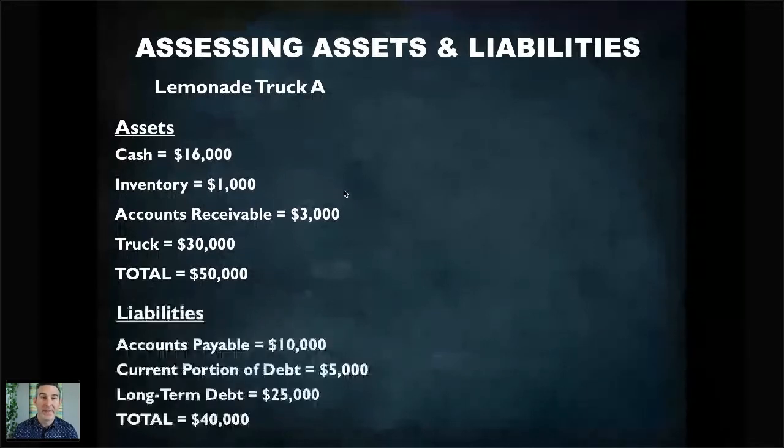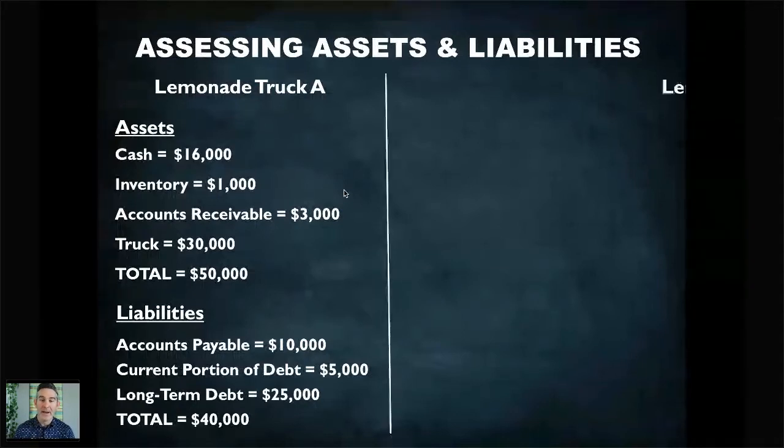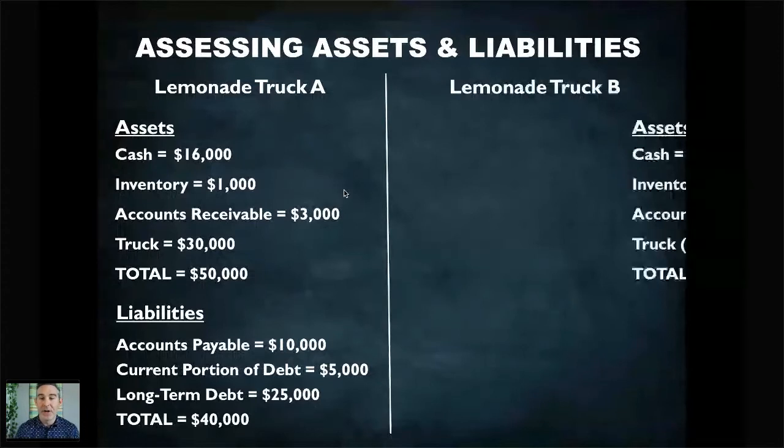Our liabilities, remember, add up to $40,000. If you look at the details, we have accounts payable of $10,000, the current portion of the long-term debt is $5,000, and the long-term debt is $25,000. So it looks like that truck was probably bought with a loan of $30,000, and $5,000 of that is due this coming year. All right, looking at our next Lemonade truck.